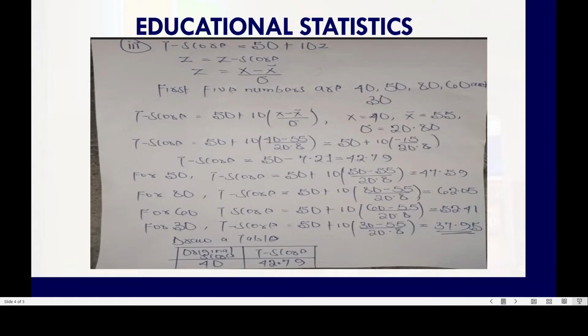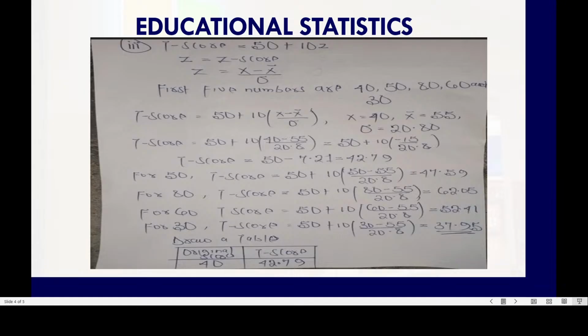If I do that, I'm going to have 50 plus 10 into my x, which is 40, minus 55, divided by 20.8. If I simplify, 40 minus 55 gives us minus 15. So I will write 50 plus minus 15 divided by 20.8. If 10 multiplies 15, you get minus 150. Divided by 20.8, that gives you minus 7.21. If you subtract 7.21 from 50, you are going to have 42.79. That is the t-score for the first score given to us, which is 40.